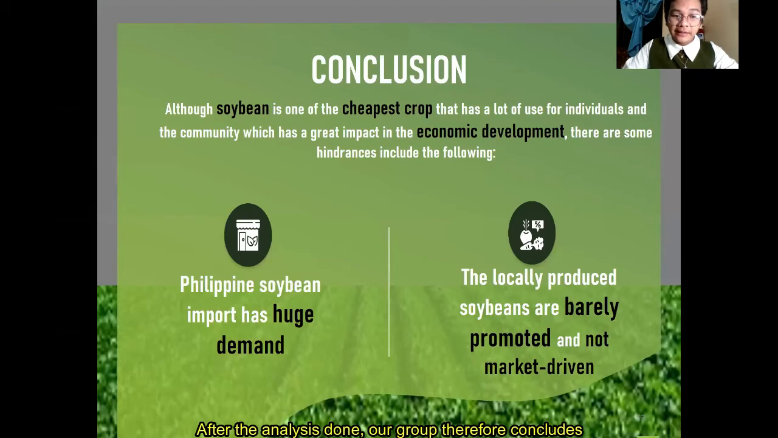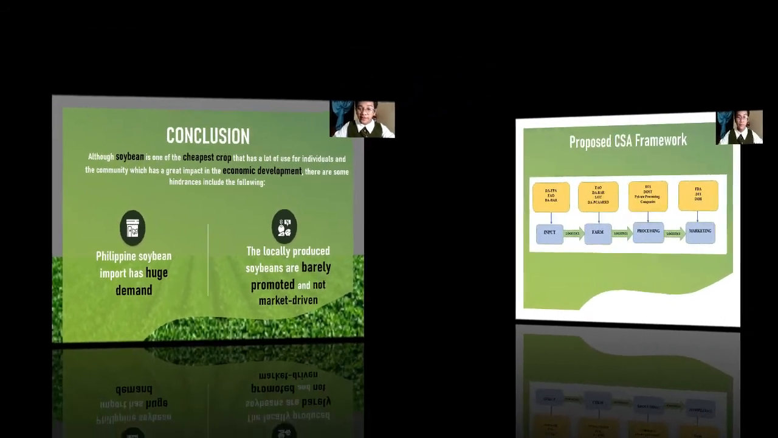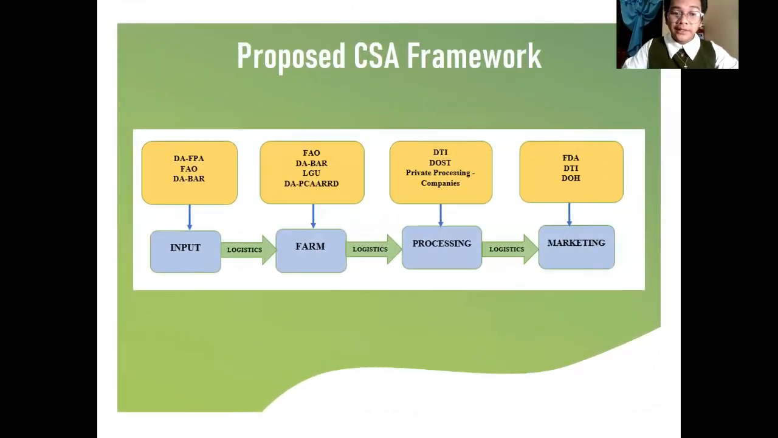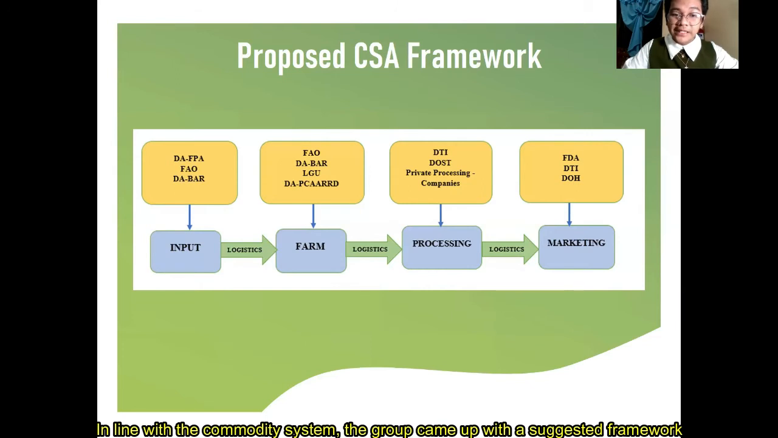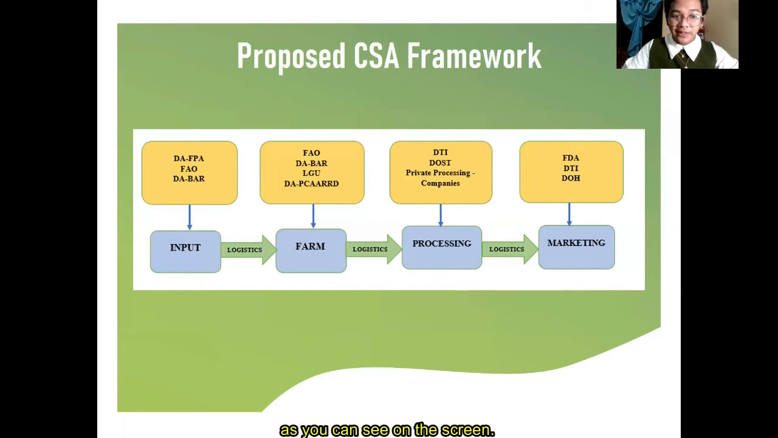After the analysis, our group therefore concludes that although soybean is one of the cheapest crops that has a lot of use for individuals and the community, which has a great impact on economic development, there are some hindrances, including the following. Philippine soybean import has a huge demand, and the locally produced soybeans are barely promoted and not market-driven. In line with the commodity system, the group came up with a suggested framework, as you can see on the screen.